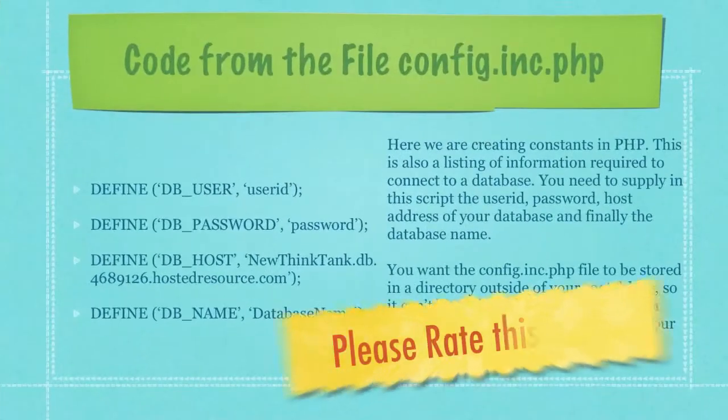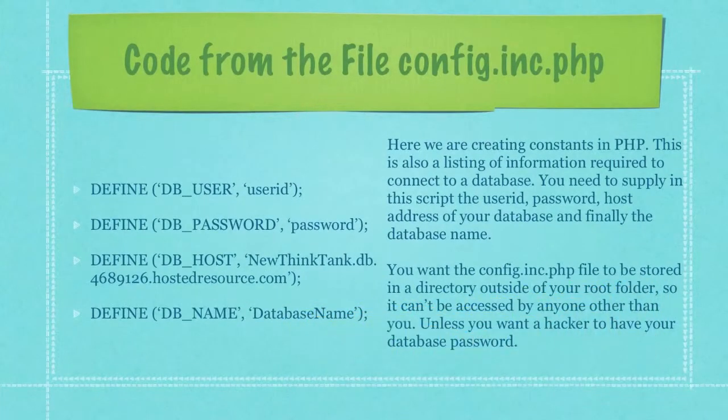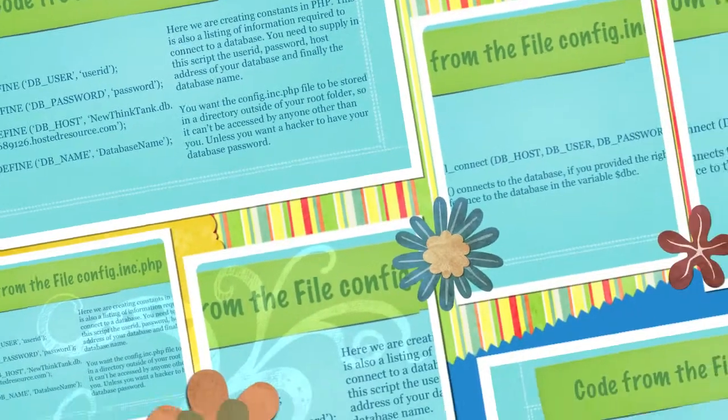Here we're creating constants in PHP. This is also a listing of the information required to connect to a database. You need to supply in this script the user ID, password, host address of your database, and finally the database name. You want the config.inc.php file to be stored in a directory outside of your root folder, so it can't be accessed by anyone other than you, unless you want a hacker to have your database password, that is.